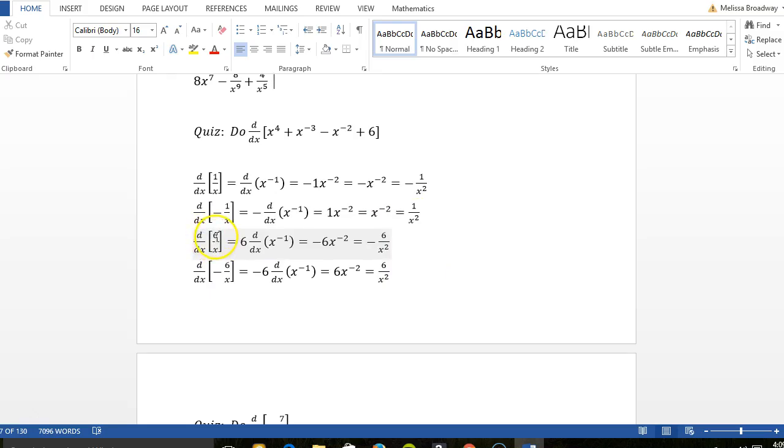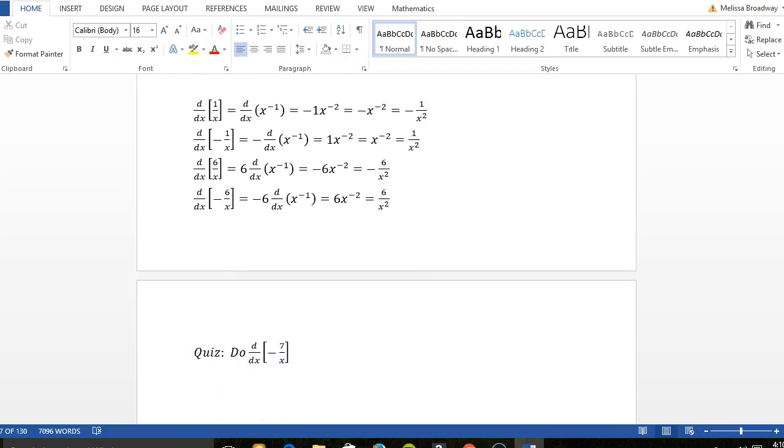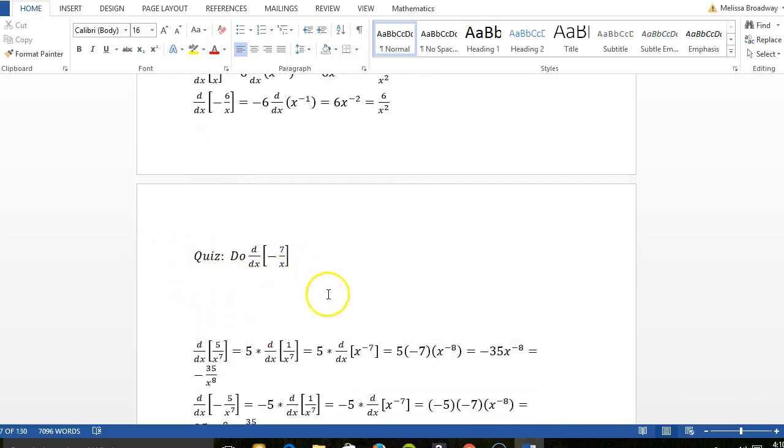And likewise, if you have a 6 up top instead of a 1, you just stick a 6 in front, and then that negative 1 is going to jump and multiply into that 6 and make it negative 6. You'll get negative 6x to the negative 2, and that's the negative of 6 over x squared. You could put the negative up here, but anyway, I just left it out to the side. And if you do a negative 6 over x, that's going to put a negative 6 initially out in front, but then this negative 1 is going to bump multiplicatively into this negative 6 and get positive 6 there. So we get positive 6x to the negative 2, which is just 6 over x squared. Okay, and for a quiz, I'll leave it for you to do this one.